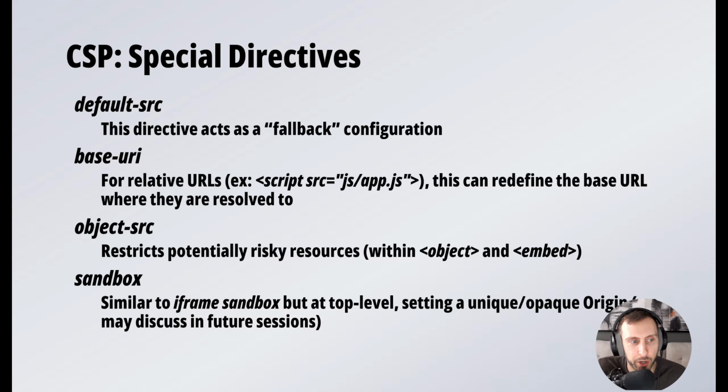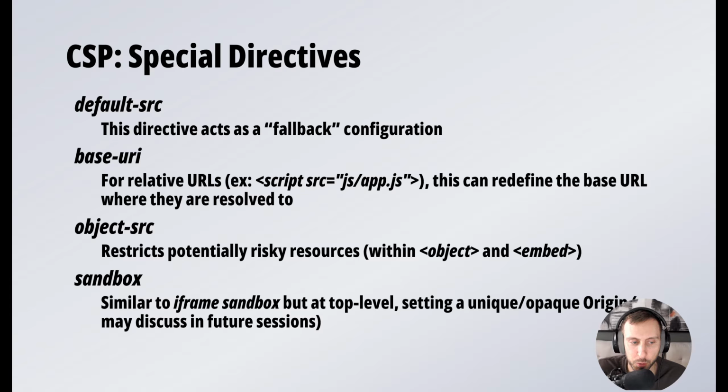There's also base URI, which poses its own risk. So if you have relative URLs, as the one shown in the example here, script source loading an on-domain URL that's relative, the base URI can redefine what those point to. And obviously that poses a risk if an attacker is able to modify that. The object source restricts potentially risky resources within like object and embed tags. And finally, we have the sandbox directive.